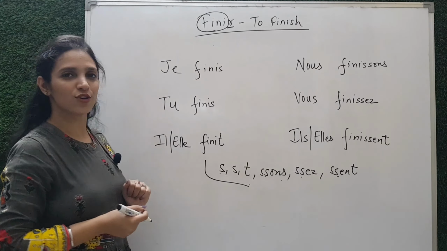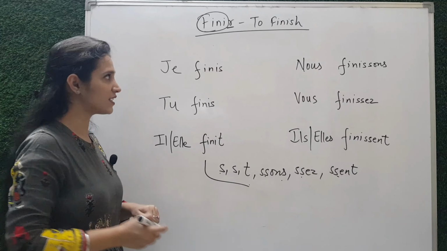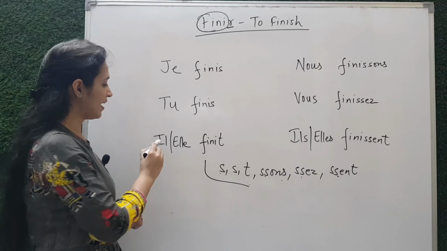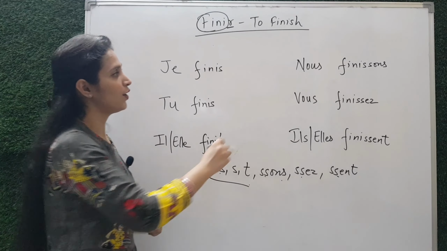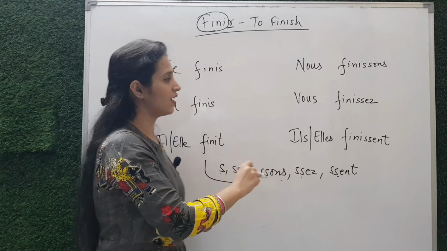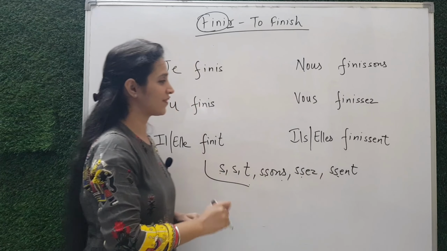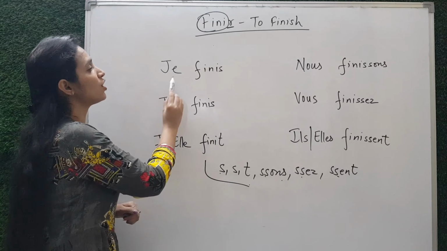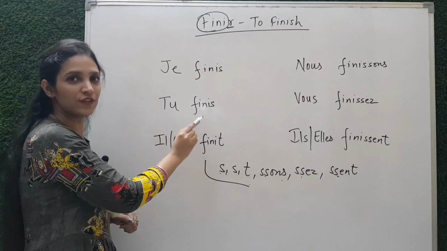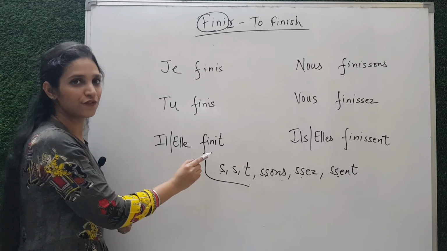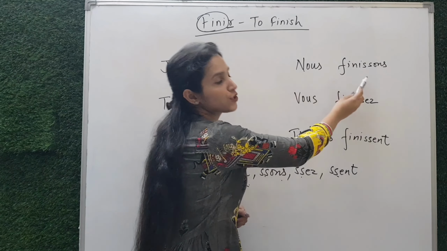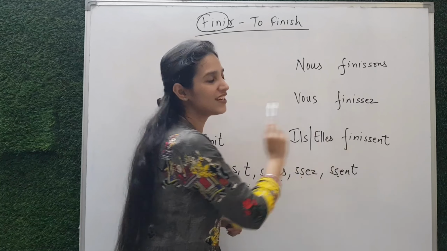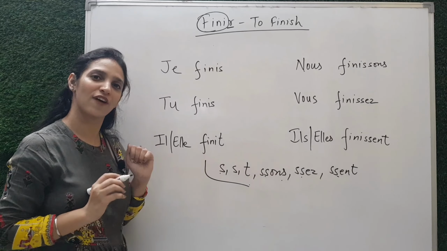So, this is the conjugation of IR ending verb. Now, we will read it. Je finis. Tu finis, il, elle finit, nous finissons, vous finissez, ils, elles finissent. I will repeat. Je finis, tu finis, il, elle finit, nous finissons, vous finissez, ils, elles finissent. So this was the conjugation of IR ending verb.